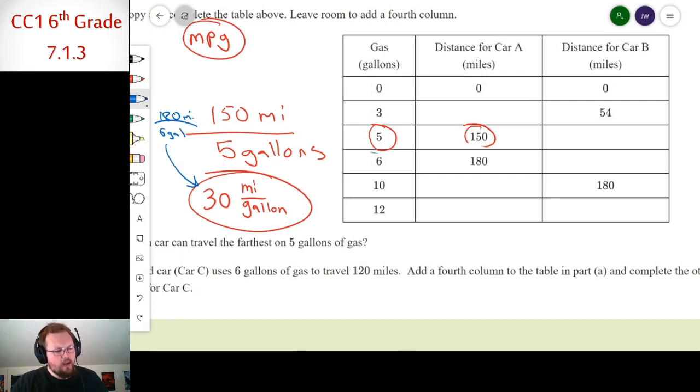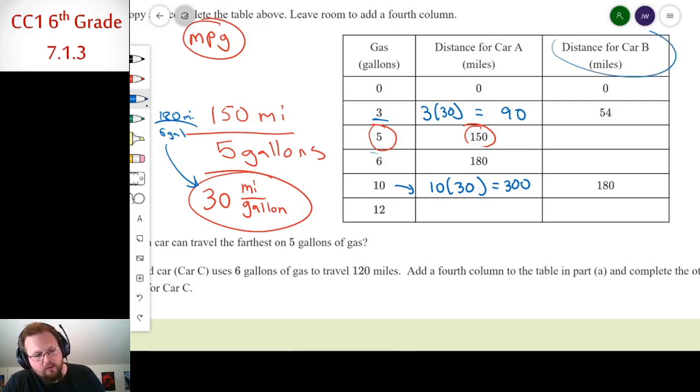So all that being said, if you use 3 gallons to figure out the distance that your car can go, all you have to do is do 3 times 30, which equals 90 miles. If you wanted to figure it out for 10, you would do 10 gallons times 30 miles per gallon, which gives me 300. And I'll leave the last section for you to do.